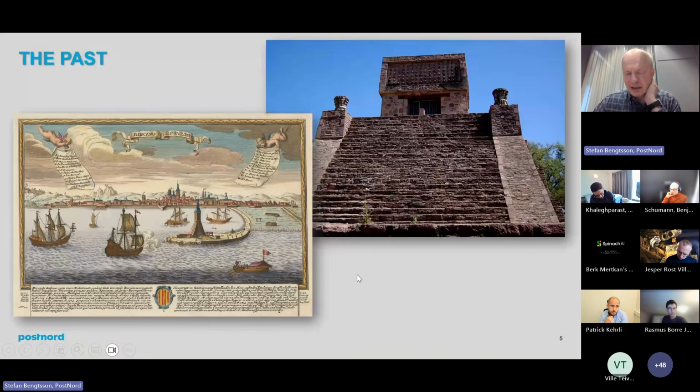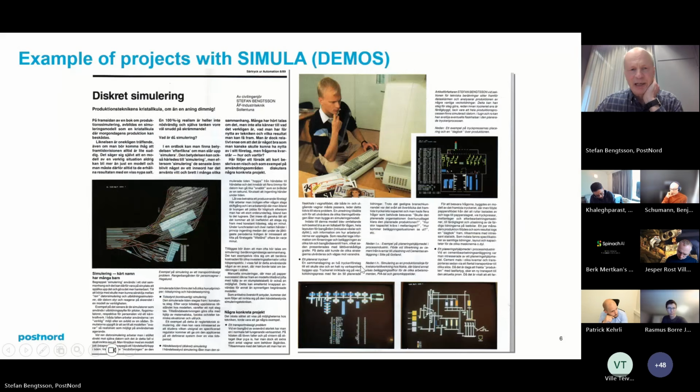And I will start looking a little bit back in time. Here you see that once upon a time I had a little bit more hair on my head. Here I had worked with simulation 1.5 years. I wrote this article in 1989, and I wrote it in a Swedish magazine called Automation. And it was about what role discrete simulation, discrete modeling can play related to production and production technology. Because that was what I worked with the first 5 years in my career.